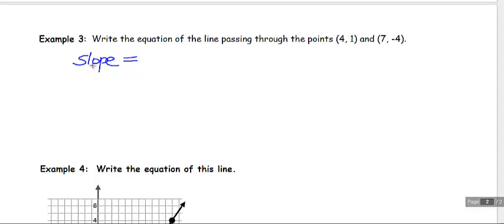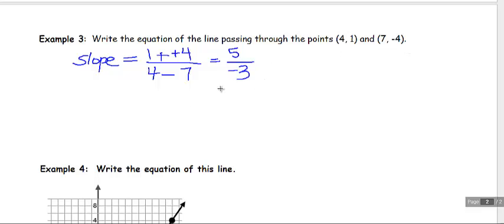I'm going to do 1 minus -4 for the change in the y's, and 4 minus 7 for the change in x. Let's simplify that. Ooh, minus minus, that's really a plus plus. 1 plus 4 is 5, and 4 minus 7 is -3. Okay, so our slope is -5/3. Now that we know the slope, we need to pick one of these points.